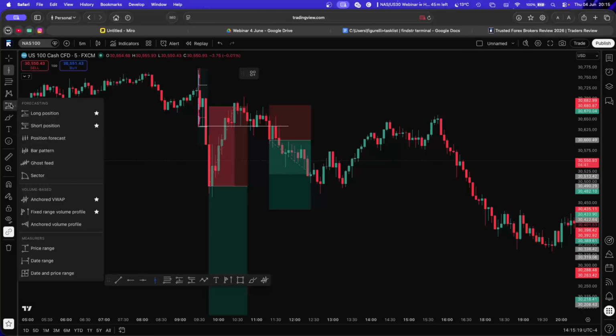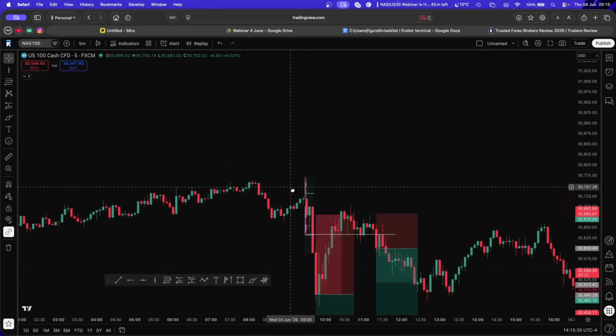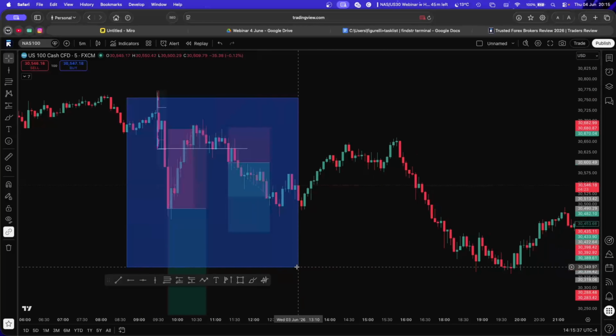There we go. So at your long and short position tool, it's right over here, volume based. You have your fixed range volume profile. So let's quickly delete this. Let me show you.